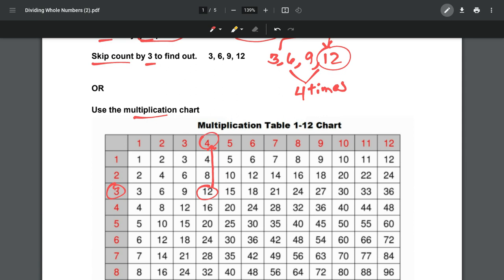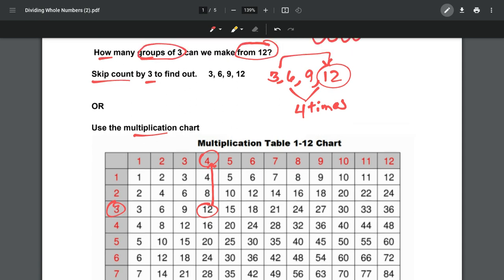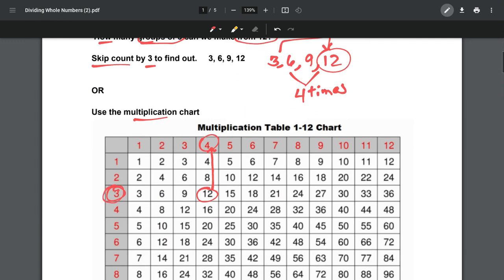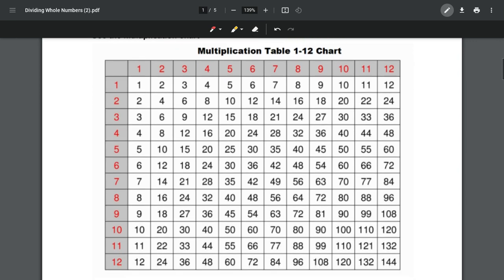So it doesn't matter what side of the table you start on. You can start on the top gray area or the side gray area. But you just have to remember, if you're dividing by 3, to go to your 3 either on this side or at the top, okay? And find 12. It's just working backwards from multiplication, all right?